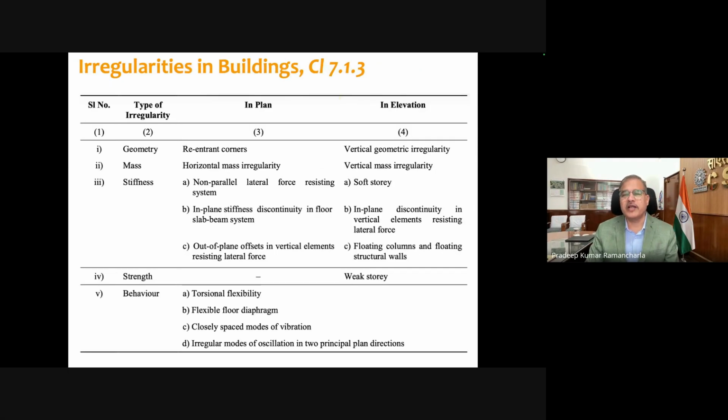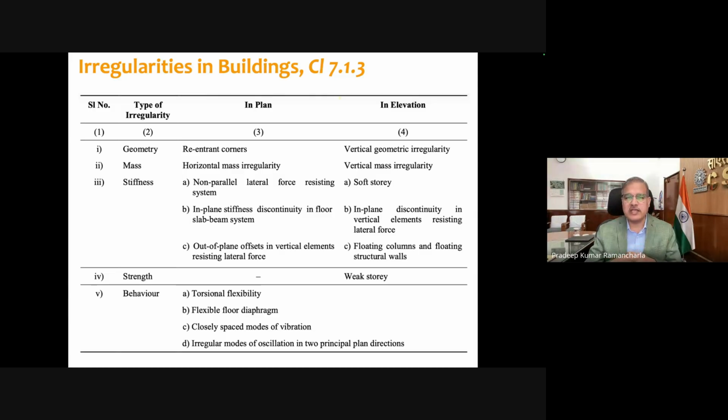The irregularities in the earlier version were given in tables 5 and 6. Now they have been clubbed in one table. What this table clearly signifies is that irregularities are of different types. There are 5 types: geometry irregularity, mass irregularity, stiffness irregularity, strength irregularity, and behavior-wise irregularity. These are the 5 categories in which they are clubbed. In addition, these irregularities are defined in plan as well as in elevation.